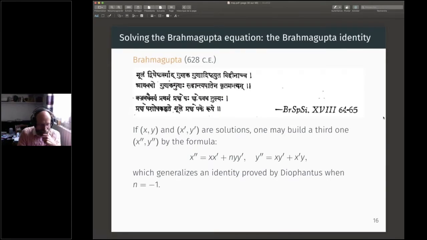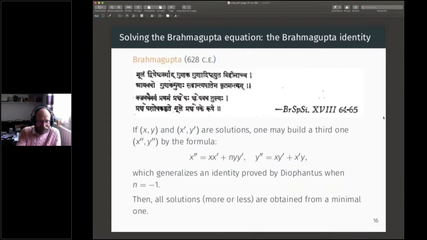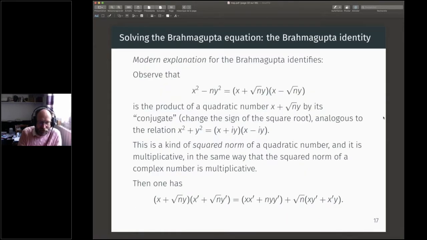So this could be magic, and my goal is to unravel a bit of that magic. If you are given this statement, you can just try to compute x'' squared minus n y'' squared, and do all the computation, and eventually you will manage to prove that it makes 1 as claimed. But that doesn't tell me why this Brahmagupta identity works.